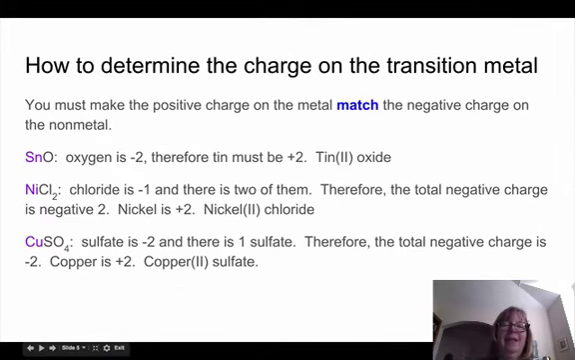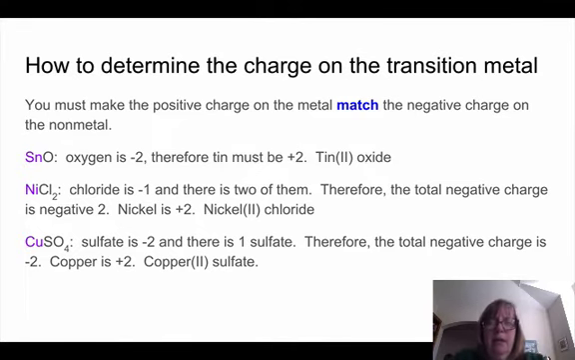But wait a minute. How do you know the charge on the transition metal? We have to do a little bit of figuring out. The thing that you need to remember is that the positive charge on that transition metal has to match the negative charge on the nonmetal portion of your ionic compound. Remember, the positives and the negatives have to match.